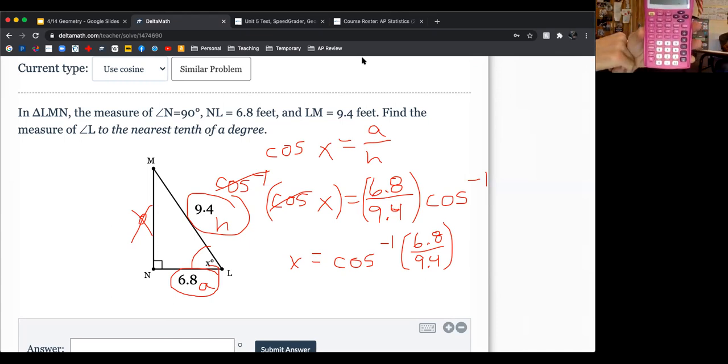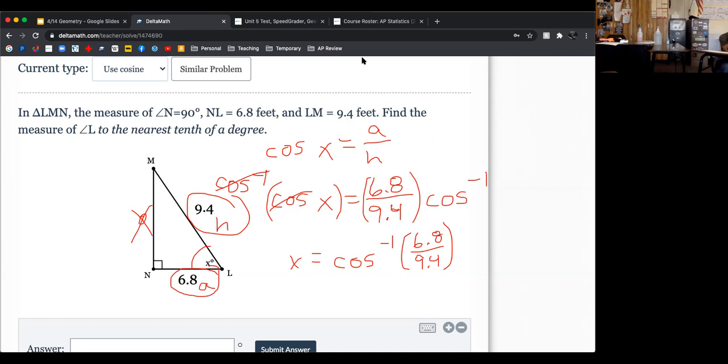So I just plug that in. I really don't have to do anything complex. I just need to pick inverse cosine, 6.8 divided by 9.4, in parentheses, hit enter. And what this is going to do is figure out what that ratio is inside the parentheses, and then go through its memory and figure out what angle corresponds to that particular ratio.